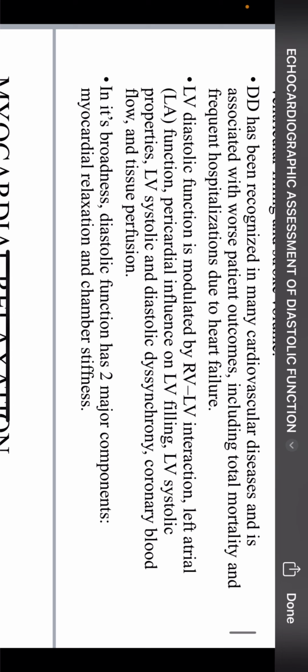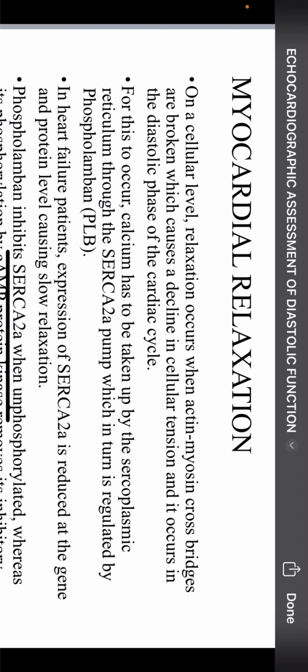The cardiac cycle, if I can remind you, this is the basics of cardiology. We have atrial kick, isovolumic contraction, rapid ejection, slow ejection, isovolumic relaxation, rapid filling, diastasis, and then atrial kick again. We start again. They have 7 phases. So for this to occur, calcium must be taken up by the sarcoplasmic reticulum through the SERCA2A pump, which is in turn regulated by PLB, that is phospholamban.